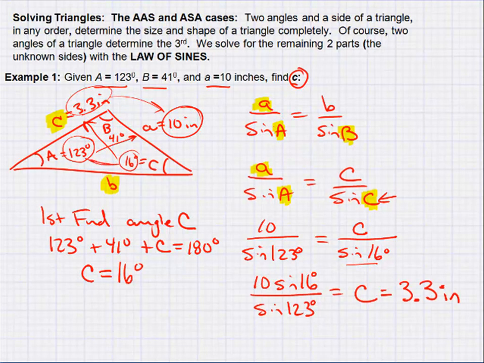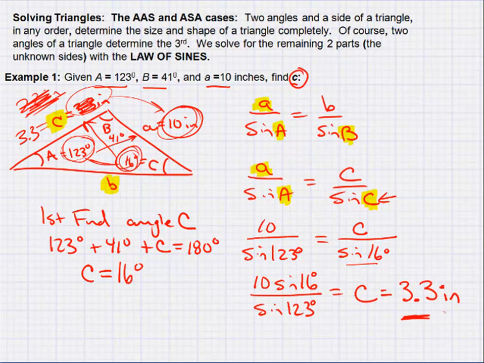Like, if I got C to be, I don't know, 22 inches, I would know right away that that is wrong. There is no way that this side could be 22 inches if this angle's 16, but this angle's 123, and I get 10 over here. So make sure you look at your answers and say, does this answer make sense? And 3.3 does make sense proportionately within this triangle. So that helps me solve for C. So this is law of sines.